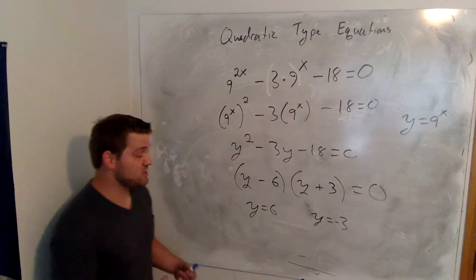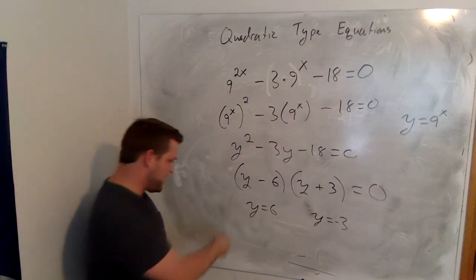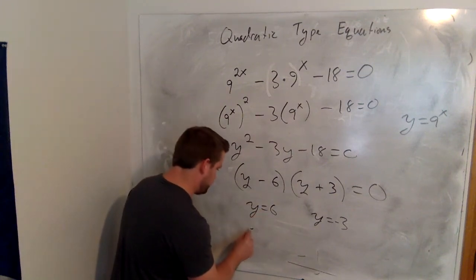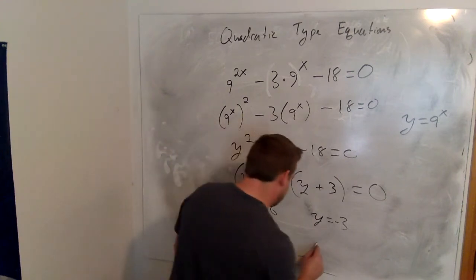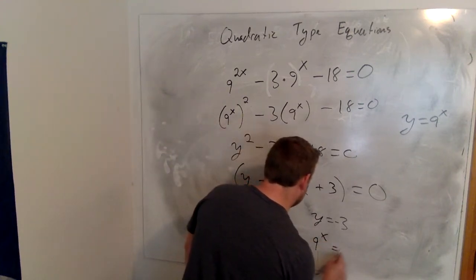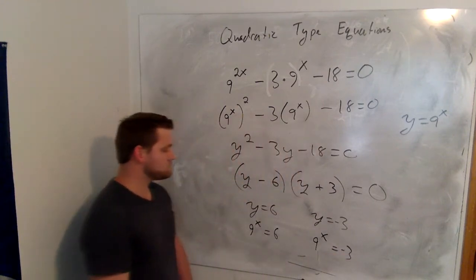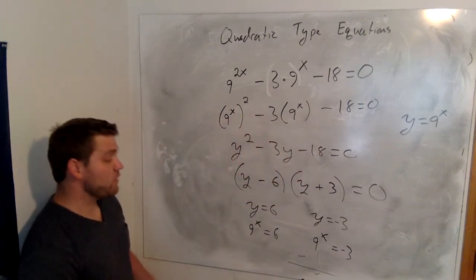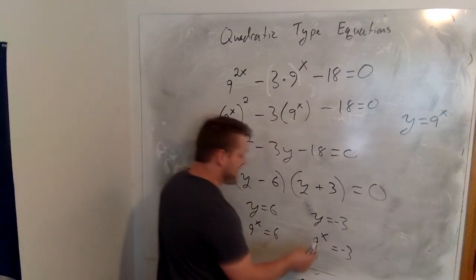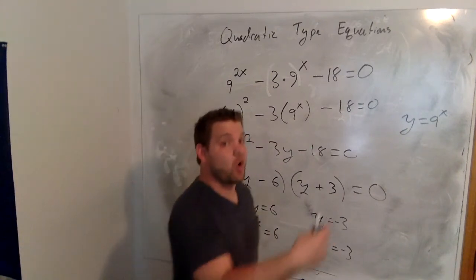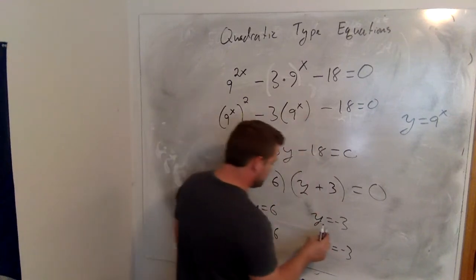But remember, we're not trying to solve for y, we're trying to solve for x. So we would have that 9 to the x would be equal to 6, or we would have 9 to the x would be equal to -3. I hope you believe that right off the bat, this doesn't make sense. 9 to the x, that's an exponential function. It's always above the x-axis. This one doesn't make sense.